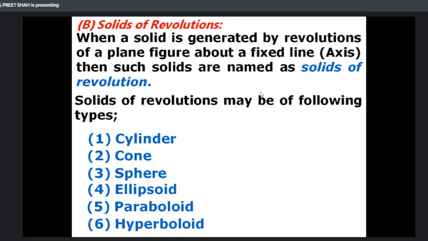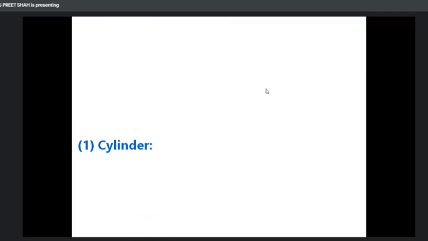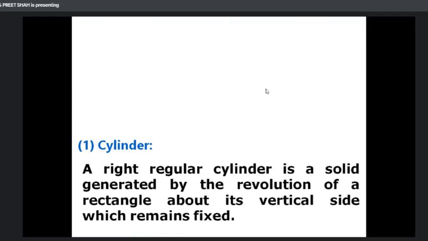Understand? Yes, sir. So solid of revolution means a plane figure rotates about an axis. If a plane figure rotates about the axis, it is called a solid of revolution. Next, now you will understand what a cylinder is.